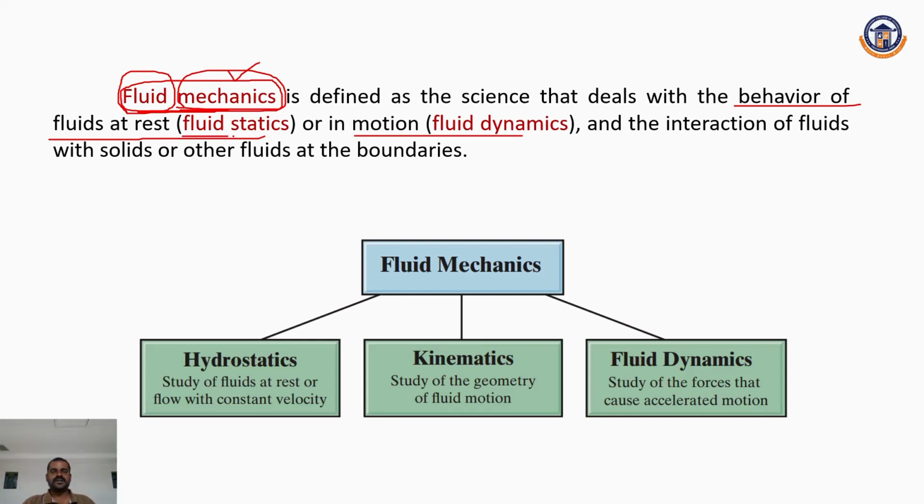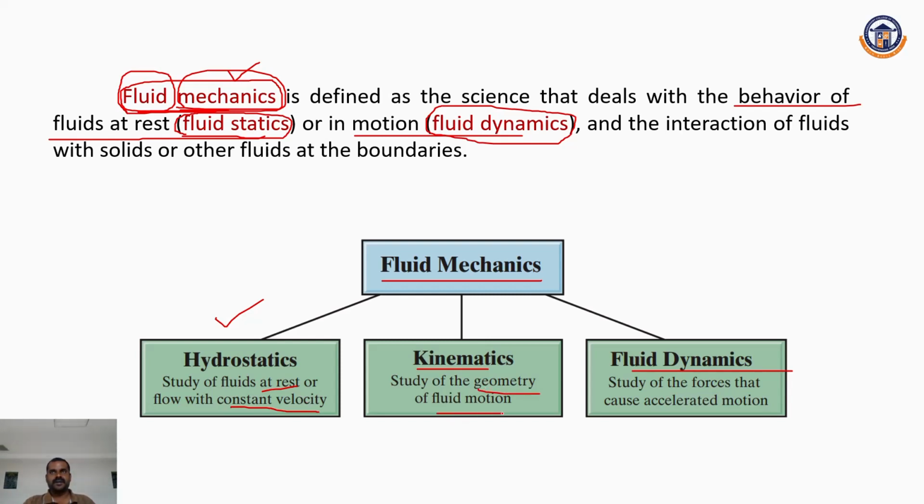Fluid at rest is termed fluid statics, and fluid in motion is termed fluid dynamics. So fluid mechanics can be divided into three categories. The static part is referred to as hydrostatics. For dynamics, it is referred to as kinematics and fluid dynamics. Hydrostatics deals with the study of fluid at rest or moving at a constant velocity. Kinematics is the study of the geometry of fluid motion.